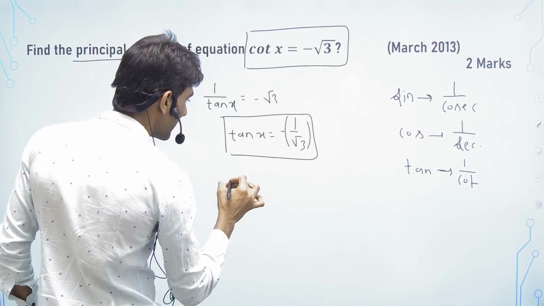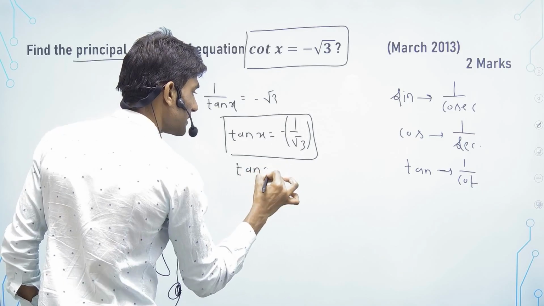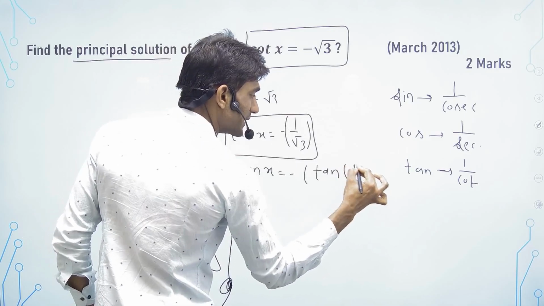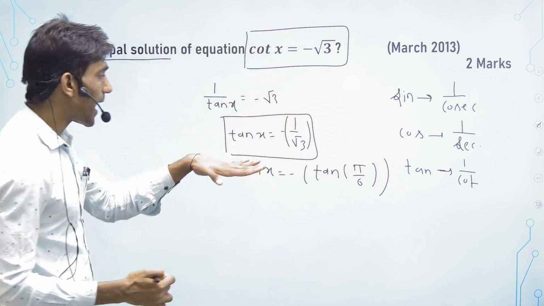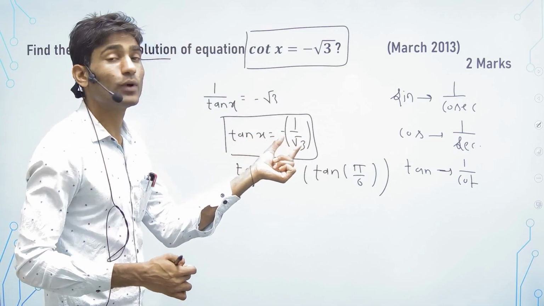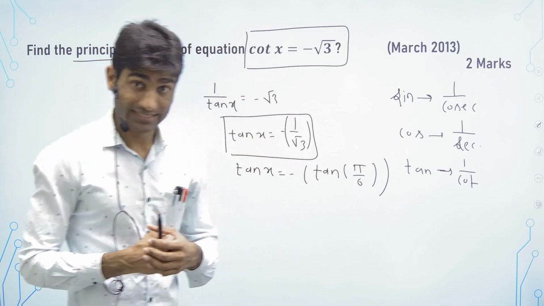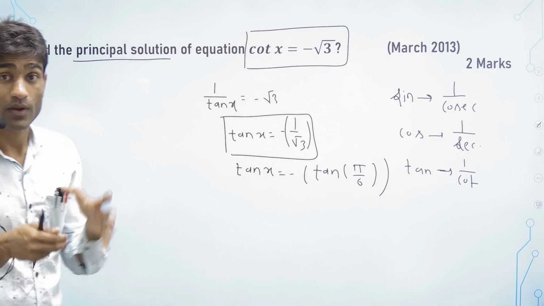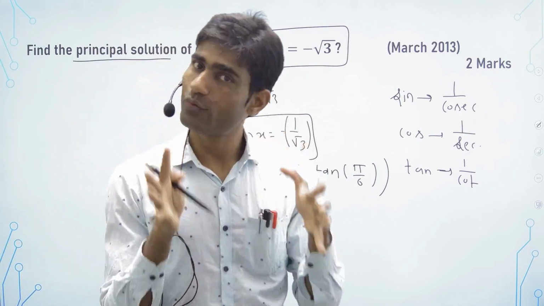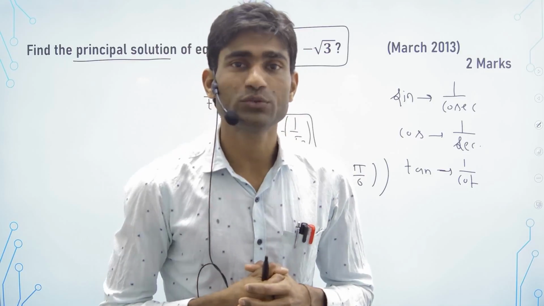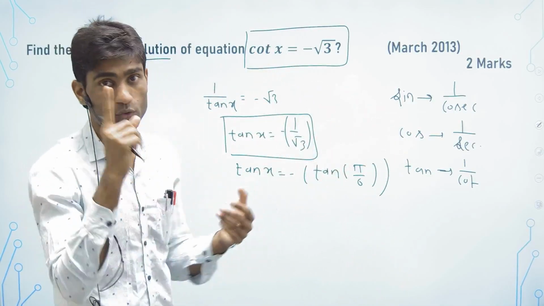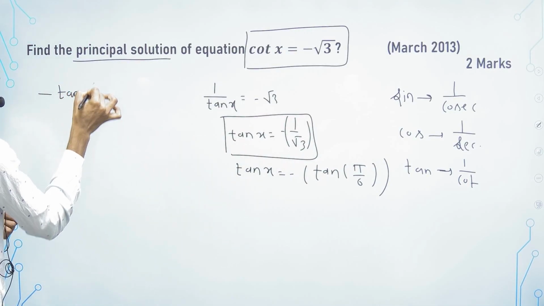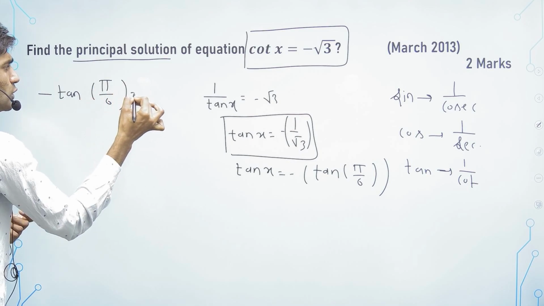So here we can write tan x equal to negative of tan of pi by 6. What I have done here is replace 1 by root 3 with tan of pi by 6. Now we want the principal solution, and always remember the principal solution is always in a positive sign. So convert that negative to positive. We have negative of tan pi by 6, and I want to turn that into some positive theta.